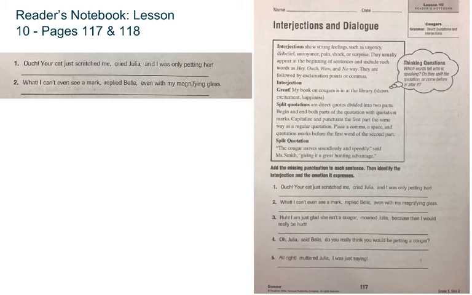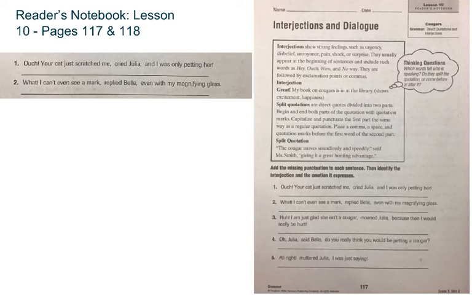Okay, split quotations, those are direct quotes that are divided into two parts. So you begin and end both parts of the quotation with quotation marks, and so they're offset. Sometimes they'll say "said Mrs. Smith" in the beginning or in the middle. An example of the split quotation is, "The cougar moves soundlessly and speedily," said Mrs. Smith, "giving it great hunting advantage." So that's just where they offset the sentence and put in the speaker in the middle.